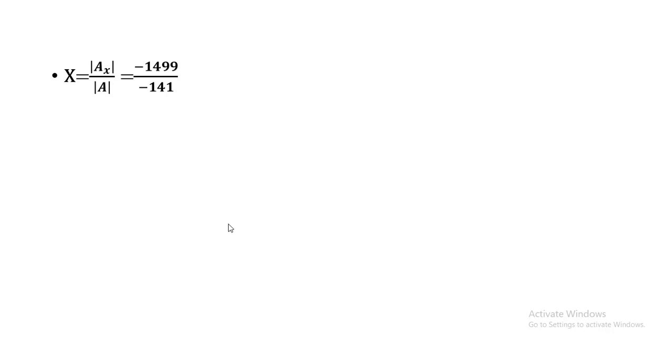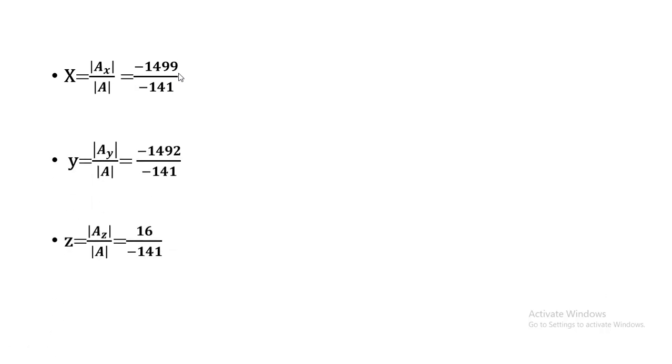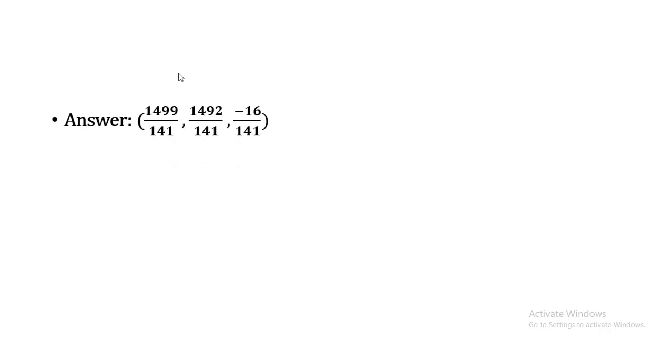Now x, you know the formula: x equals the determinant of A x divided by the determinant of A. Since we have already calculated the determinant of A, which was minus 141, and the determinant of A x is minus 1499, we just substitute, and do the same for y and z as well. These are my final answers. If you want to verify your answers, substitute these values into your equations and check that both the right and left hand sides are equal. Then you will know that the answers you have calculated are correct.